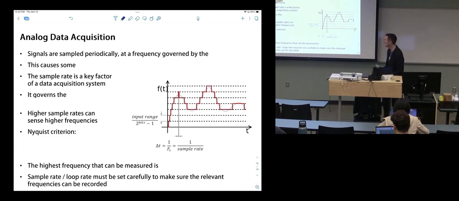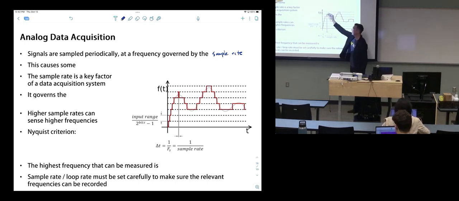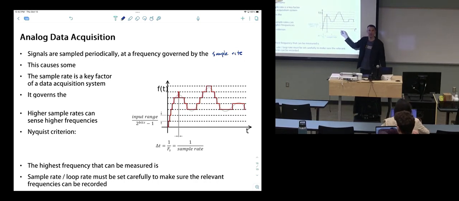Signals are sampled periodically. They have a frequency governed by the sample rate. When you sample something, we aren't sampling it perfectly, because we can only take on certain values. So this is an example of a function over time where gray is a signal, red is the sampled values, and then the dashed lines indicate the bit level resolution. That's going to be our input range divided by 2 to the bits minus 1. So we can only take on those values, only the integer values that would make up the dashed lines here.